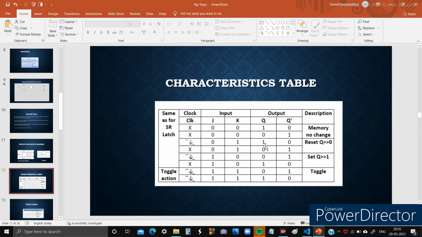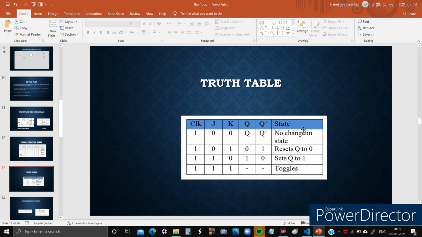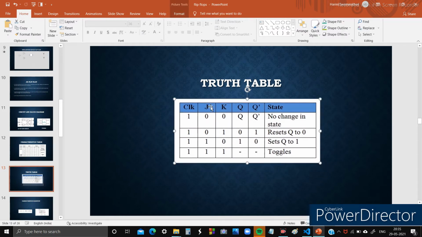By giving 0 in J and 1 in K, we get Q as 0 and Q bar as 1, wherein the state is reset. Similarly for set, and then for toggle, while giving J equal to 1 and K equal to 1, we get output Q 0 and Q bar 1. This is about toggle action.